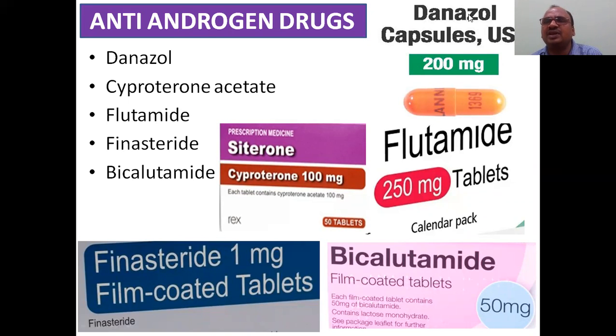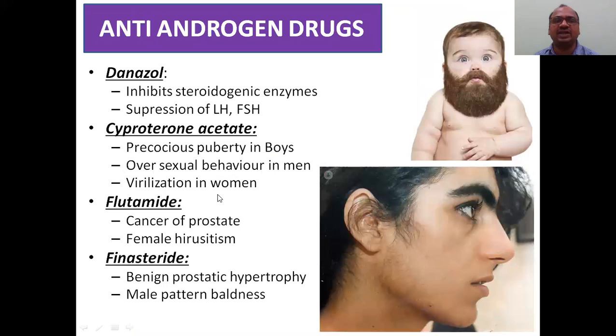Danazol, this is a capsule. So you can easily remember Danazol, the capsule. Okay, see here, Cyproterone Acetate. Flutamide, see, flute, just like a flute. Flute we use, flutamide. Finasteride, see, fine, like that you can remember finasteride. Cyproterone, like that. Bicalutamide. Film coated tablets.